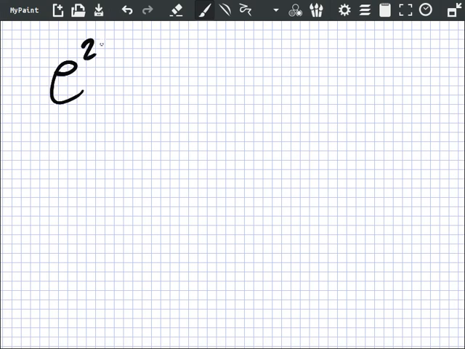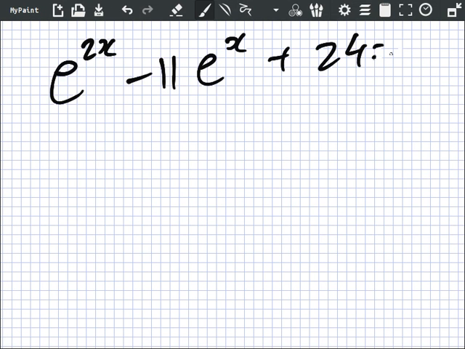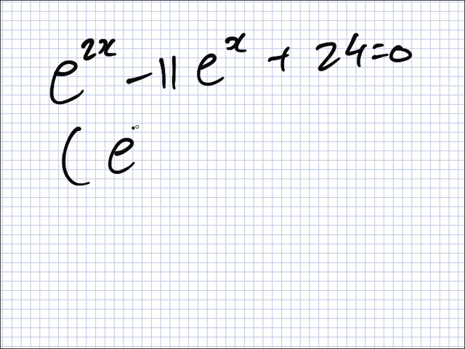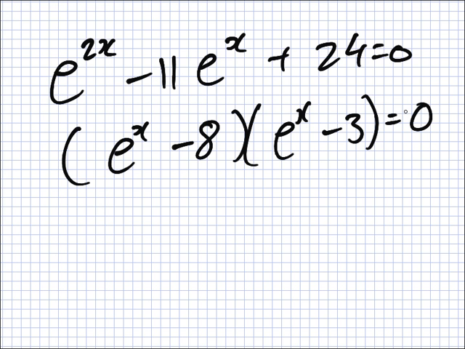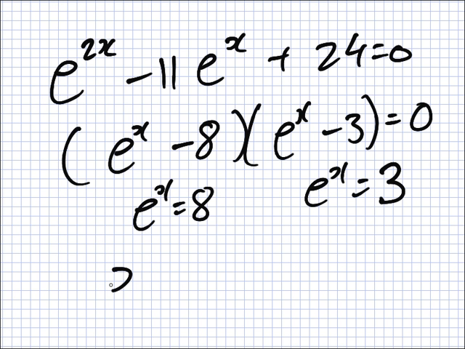I think this one's even a little bit easier. e^(2x) minus 11 e^x plus 24 equals 0. What's the variable? It's actually e^x. And it's a quadratic. 8 and 3. Is it minus and minus? Yeah? So that means e^x equals 8 or e^x equals 3. So that means x equals ln 8 or ln 3.